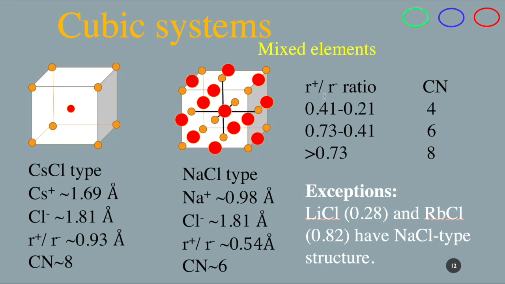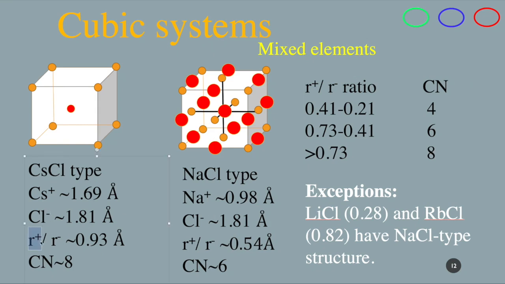In fact, there's a simple rule: if the radius of the cation divided by the radius of the anion, the R plus over R minus ratio, is 0.41 to 0.21, the coordination number expected is 4. Similarly, if it is 0.73 to 0.41, we expect the coordination number 6, and greater than 0.73, we expect 8. In fact, for cesium chloride type, this is consistent with this radius ratio rule.